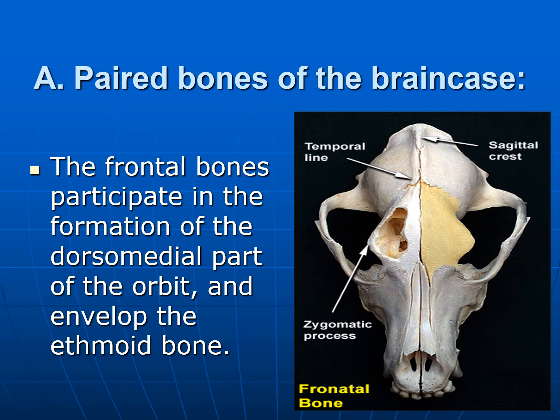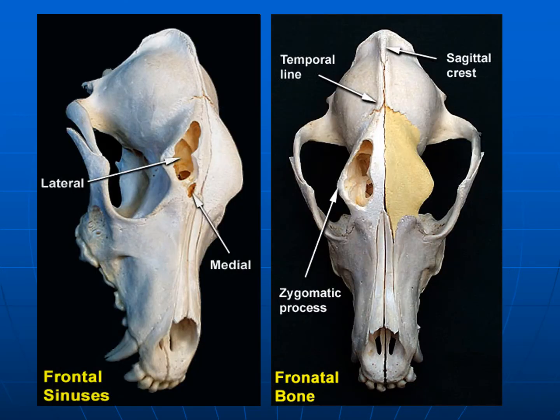Inside the frontal bone, we have this space here. This space is called the frontal sinuses. This is the frontal sinus, and it will be filled with air, and they have a connection with the nasal cavity. This structure here is called the frontal sinus, and later we are going to talk about the paranasal sinuses.